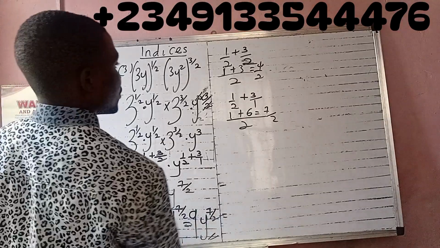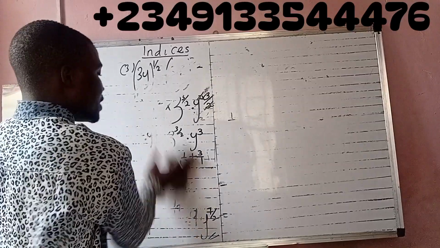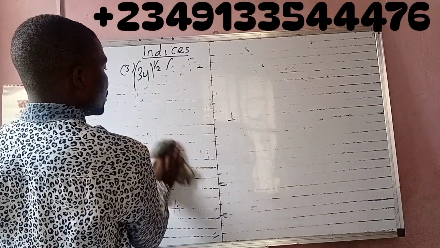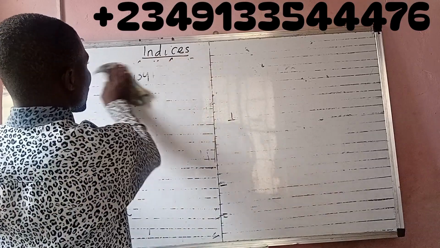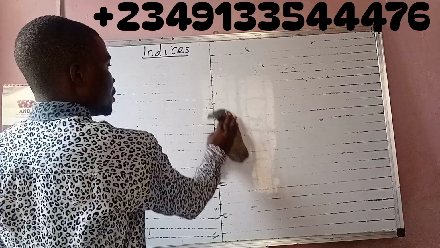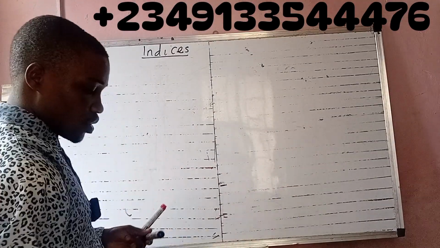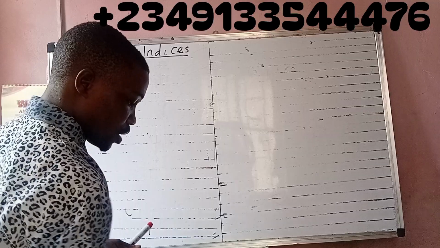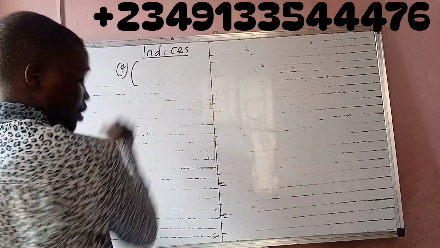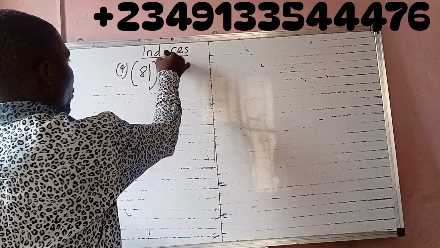So the fourth question. Please, I'm saying it again, go back to the law of indices, my first video. Please go and watch the law of indices, then you can come back and watch this part 2, so it will look easier for you. Then the fourth question says 81 raised to power 1.5.